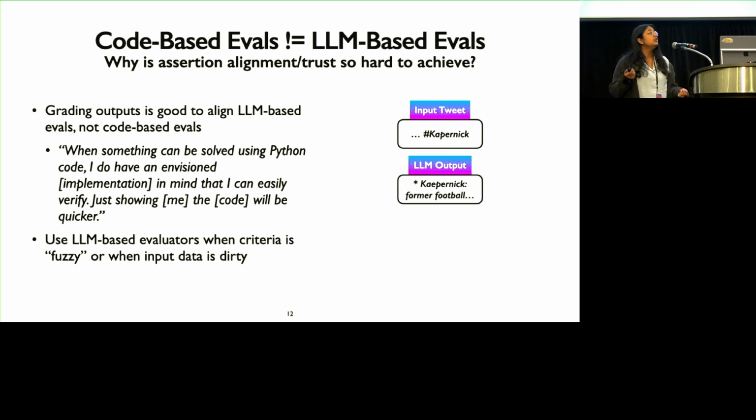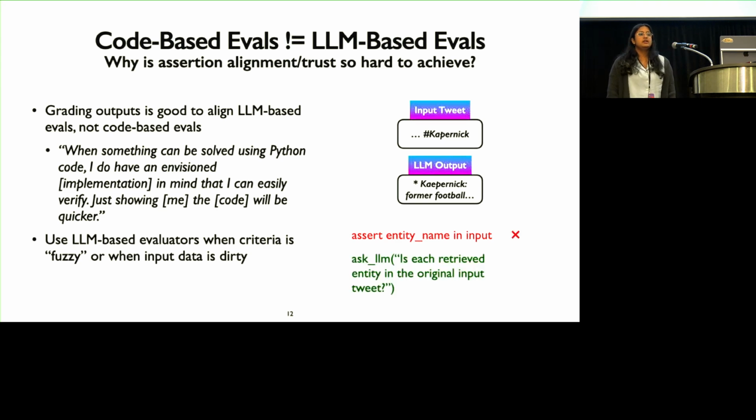For example, if there is a typo in the input tweet, the LLM in the pipeline might correct the typo to come up with the entities that were extracted, and a code-based assertion that would just check whether the entity, the string, was present in the input would fail. And that's not what we want. But if we asked an LLM to evaluate this, it would probably say that's totally fine. It would match up the typo against the entity name without the typo.